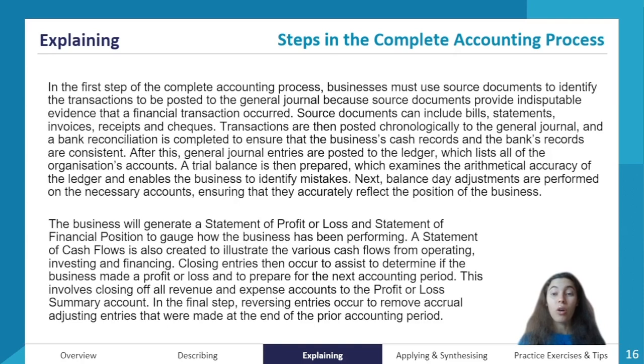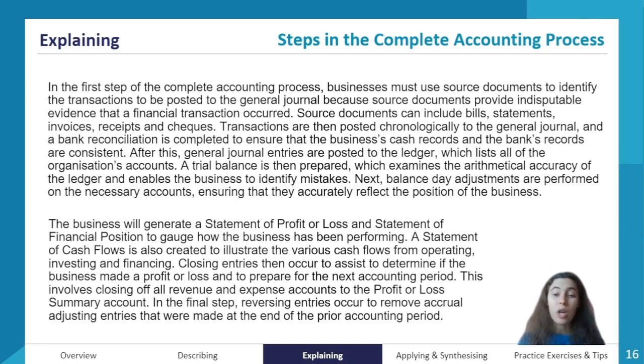Transactions are then posted chronologically to the General Journal, and a bank reconciliation is completed to ensure that the business's cash records and the bank's records are consistent. After this, General Journal entries are posted to the ledger, which lists all of the organization's accounts. A trial balance is then prepared, which examines the arithmetical accuracy of the ledger and enables the business to identify mistakes. Balance day adjustments are performed on the necessary accounts, ensuring they accurately reflect the position of the business.